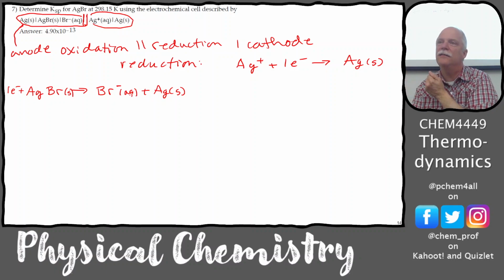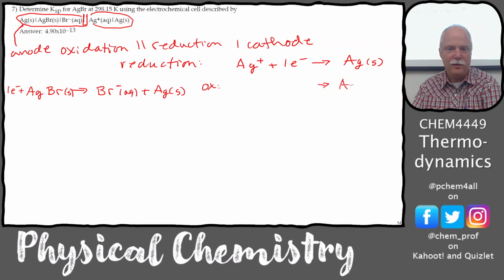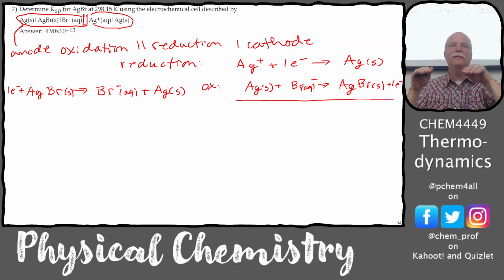We need an oxidation, and so I've got to flip this whole thing, because we need a reduction and we need an oxidation reaction. So I've got to reverse this and write it with the AgBr solid here plus 1 electron, and then we have Br minus aqueous and Ag solid. Did I get everything? Yeah, I got everything. All right, so that's our electrochemical cell, the 2 half reactions.